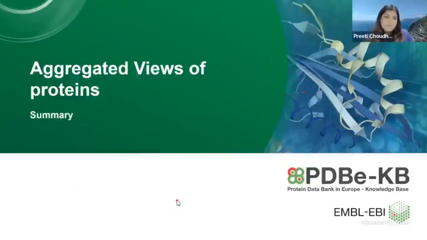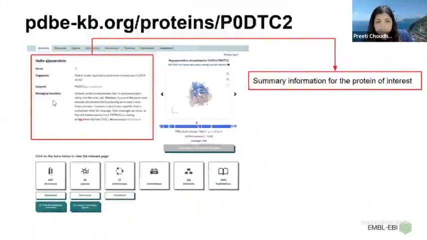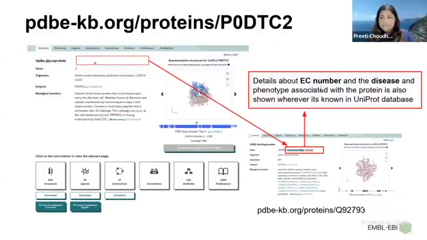Now, let's look into the aggregated view of proteins in detail. We'll start first with the home page, which shows the summary of the protein. Here you can see a brief view of the summary page. This essentially gives you the name of the protein, in this case spike glycoprotein, which organism it is from, the UniProt accession, and all the biological functions involved in this particular protein. Sometimes you can also see the EC number and disease associated with that particular protein, wherever it is known in the UniProt database.